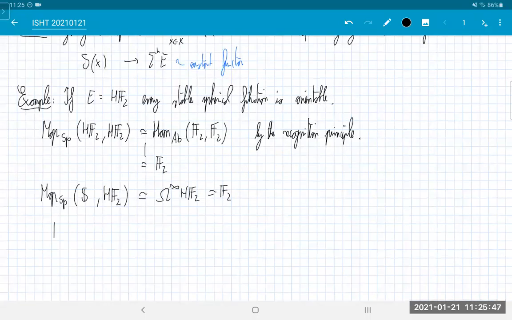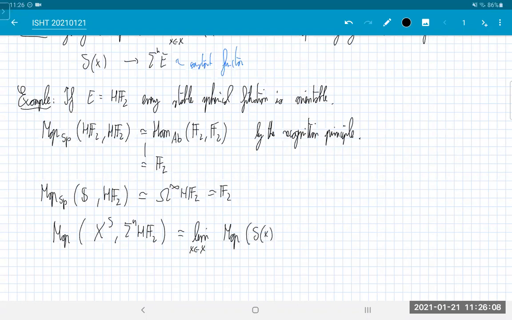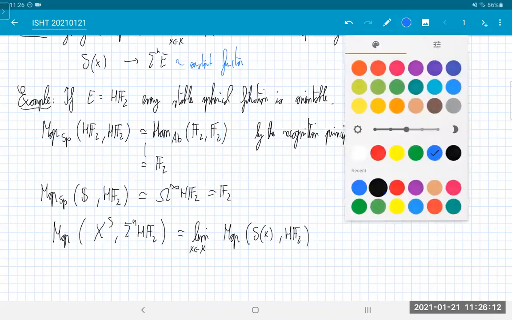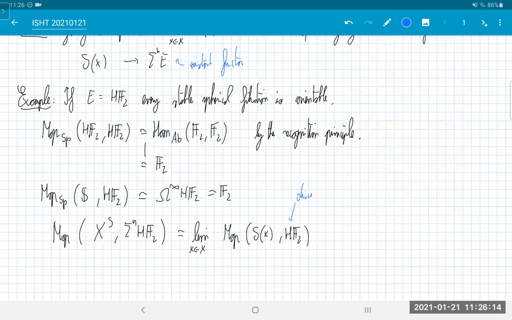And so if we want to take maps from XS to HF, from say sigma n HF2, remember this is the same as limits from maps from Sx to HF2, and this is discrete with two objects.